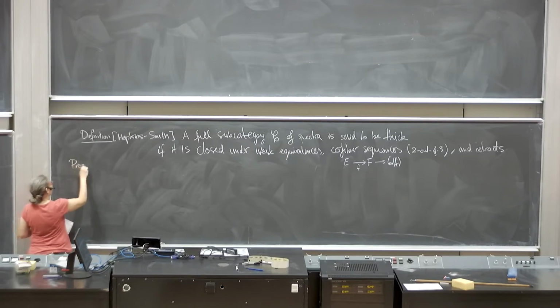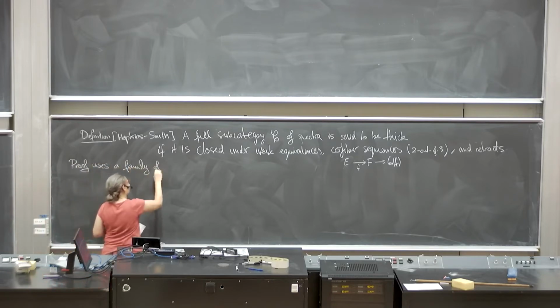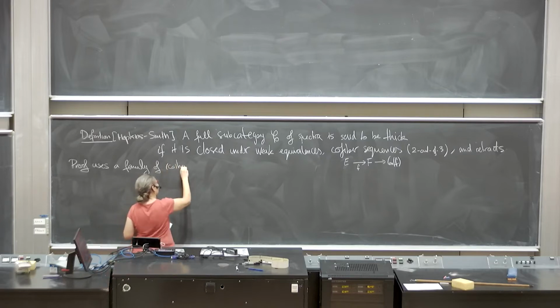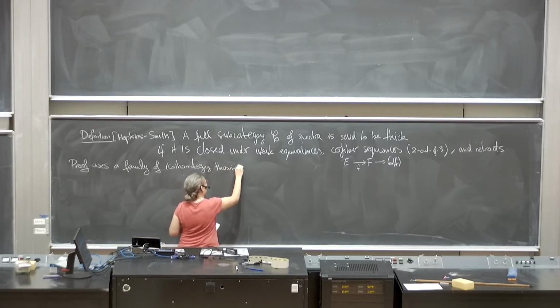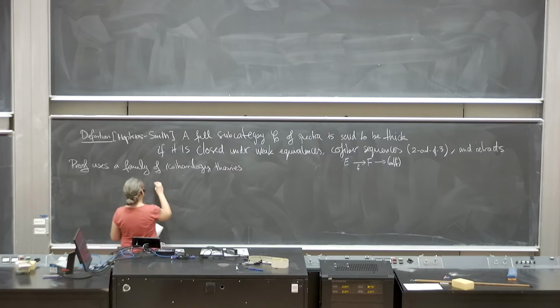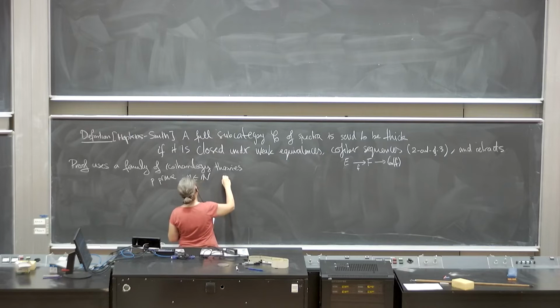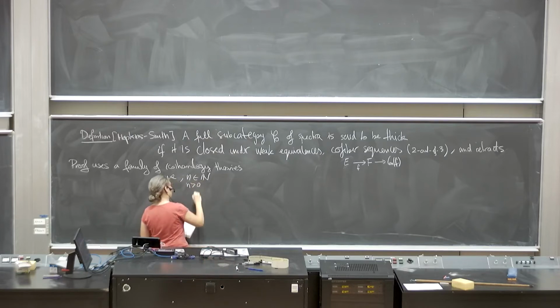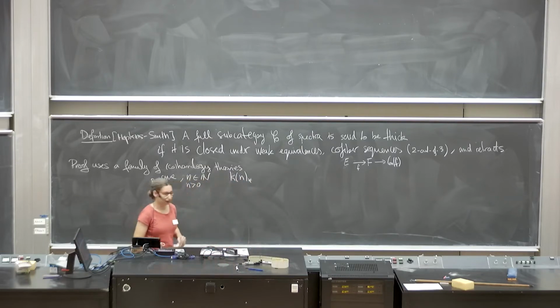The proof uses a family of homology theories. You have one for each prime and each natural number, except for n equals 0. You have p a prime and n a natural number, n bigger than 0, then I'm going to tell you which are the coefficients of these theories, right?